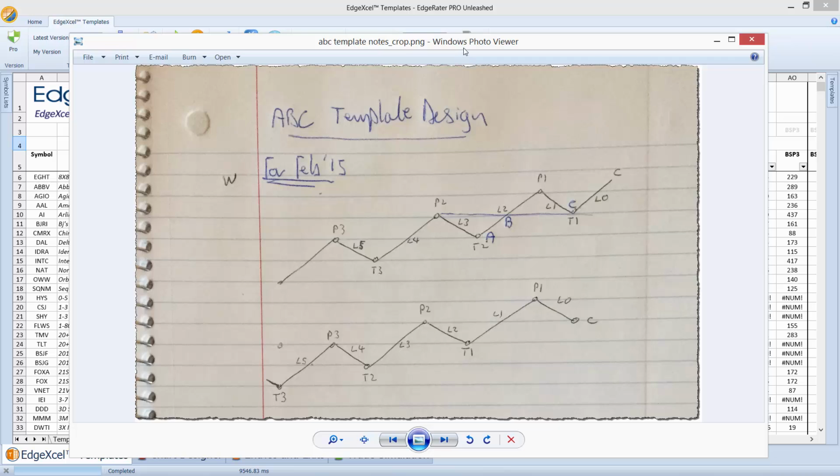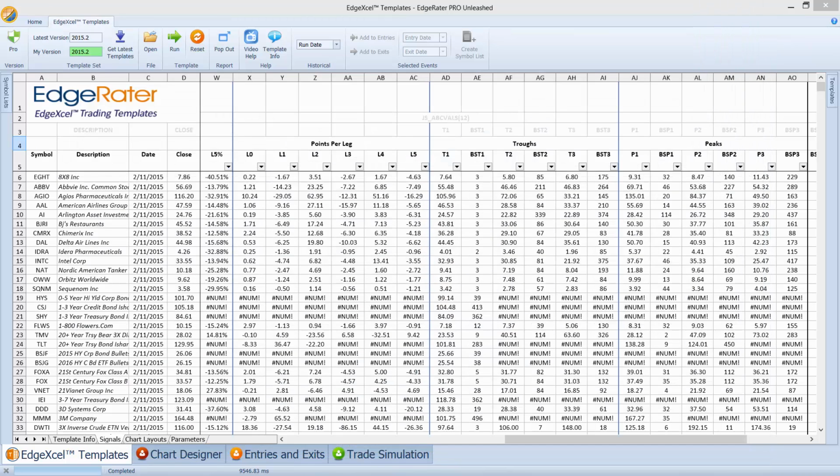And this would be useful for you to know if you want to analyze what's going on in the template and do your own sorting and filtering. So let's take a look at the column for peaks. You see we have P3, P2, and P1, or if you want to read it as P1, P2, P3, that's fine. Just remember that P1 is the most recent peak. BSP1 stands for bars since peak 1. So for instance, in the case here of EGHT, you can see that peak 1 was at a value of 9.31, and the bars since that peak have been 32. Peak 2 was at 8.47, bars since peak 2 is 140. Peak 3 was 11.43, bars since peak 3, 229.